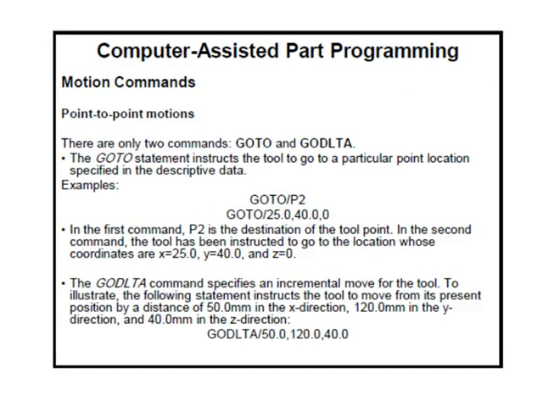Similarly, GO TO DLTA slash 50 comma 120 comma 40. DLTA means it is an incremental move. From that particular point, as an incremental move, you have to go to x-axis 50, y-axis 120, and z-axis 40. So the DLTA command specifies the incremental move for the tool. This is the way it has to be instructed.